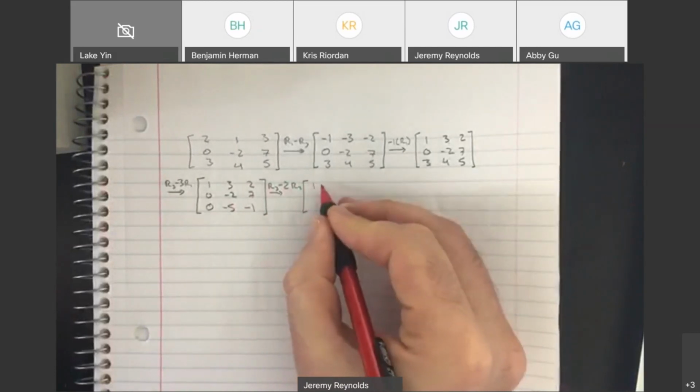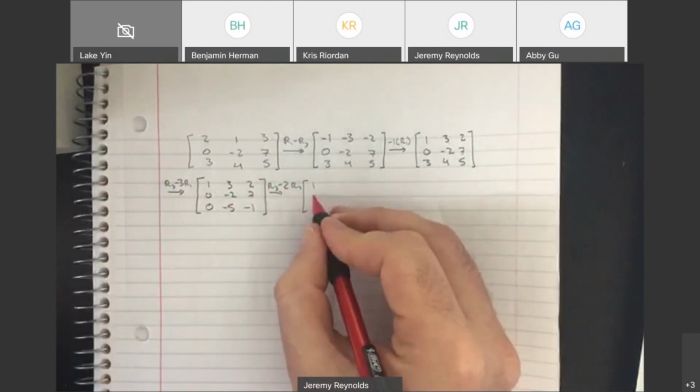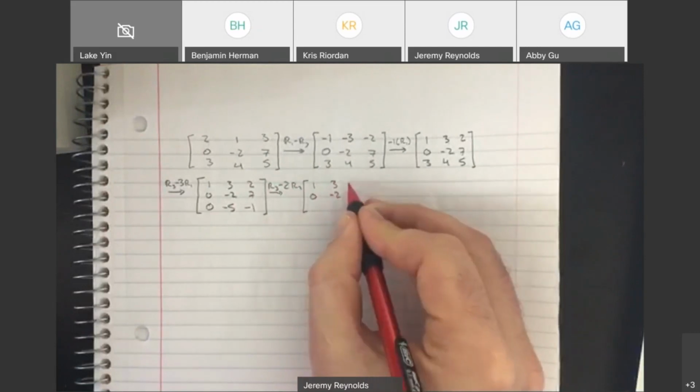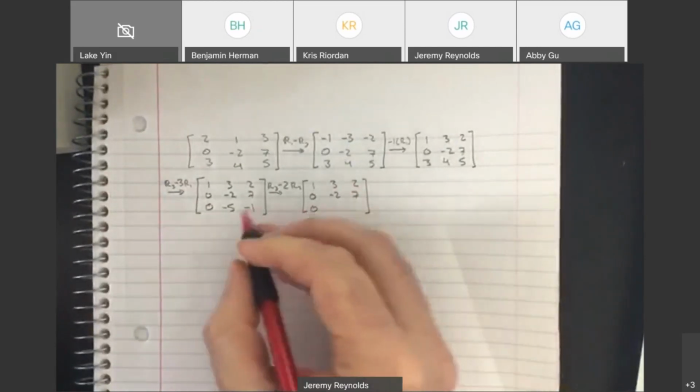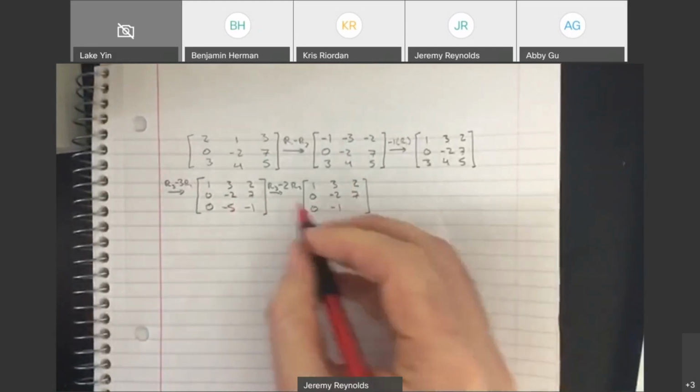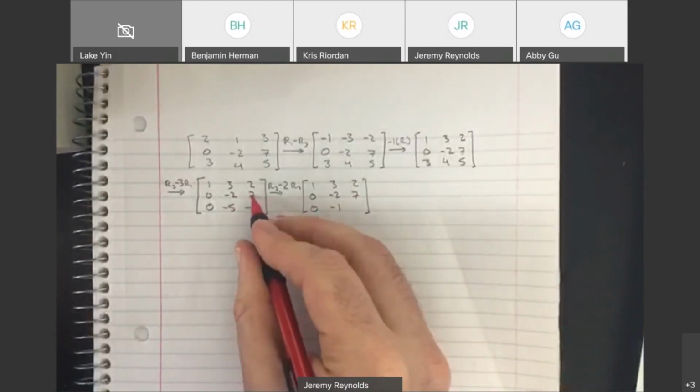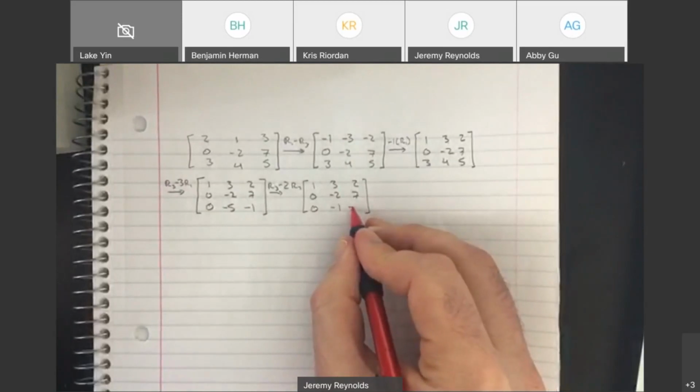And that will give us row 1 and row 2 will stay the same. And the bottom row will get -5 plus 4, -1. -1 minus 14 will give us -15.